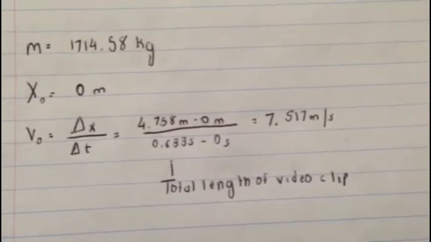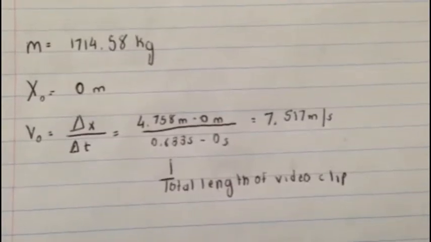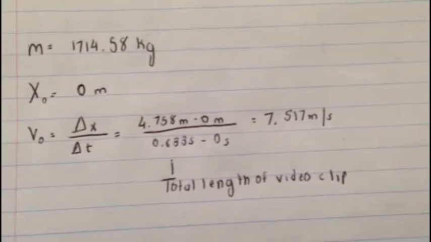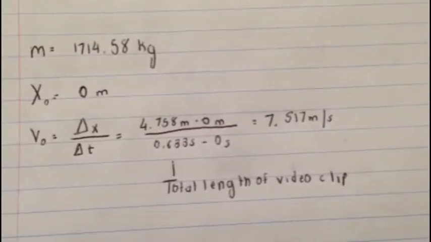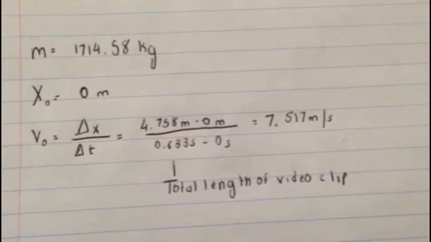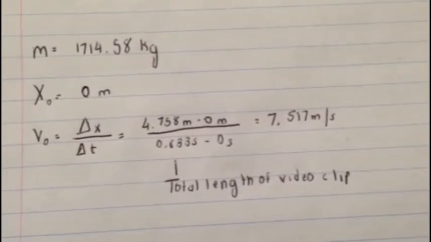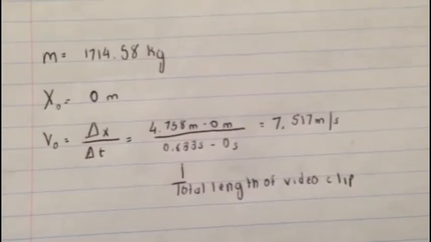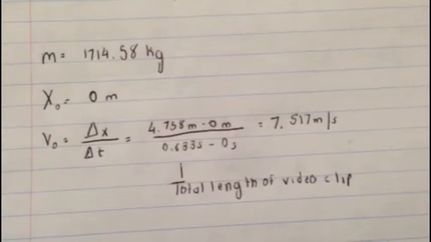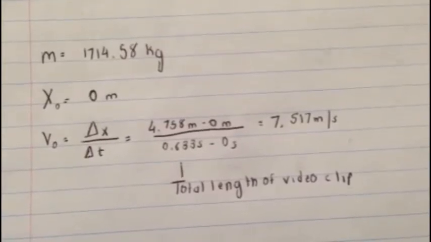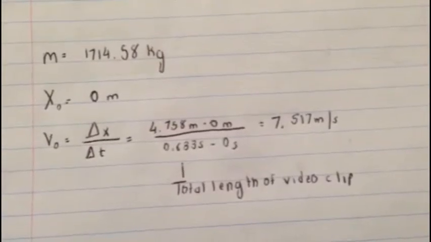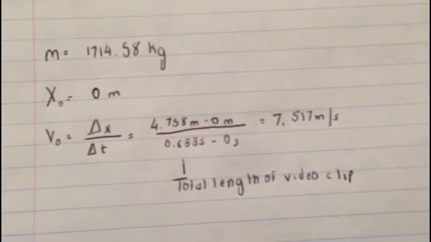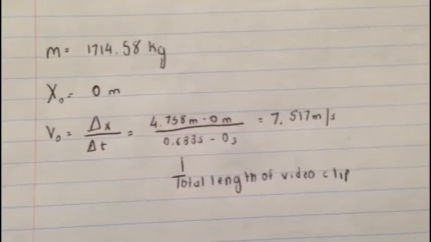To set some initial conditions, I found the mass of a 2012 Mustang on the internet, which was 1,714.58 kilograms, and as I mentioned before, the initial x location of my car was at the origin, so 0 meters. To find the initial velocity of the car, I took delta x divided by delta t. After analyzing my tracker data, I found the final location of my car to be 4.758 meters and subtracted the initial, which was 0 meters, and the total length of the video was 0.633 seconds. After dividing 4.758 by 0.633, I found the initial velocity to be 7.517 meters per second.